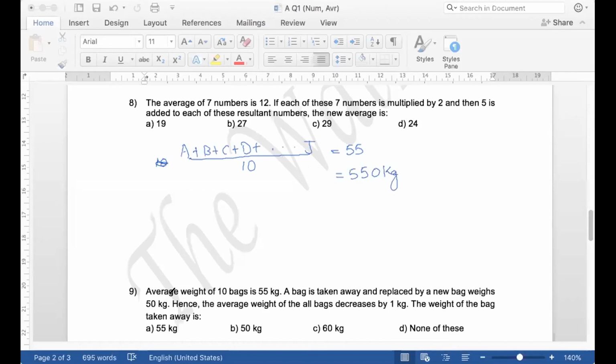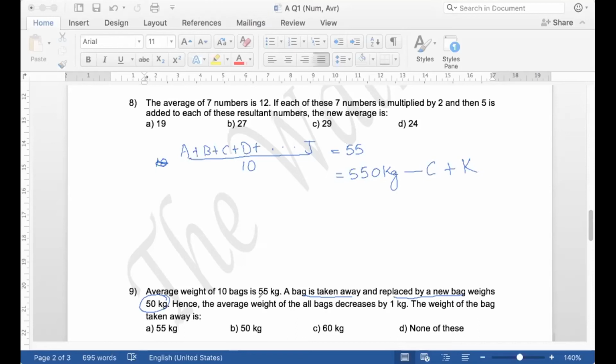Now, what happened here? A new bag. So we have a bag taken away, which is replaced by a new bag, which weighs 50 kilogram. So a bag is taken away. We have no idea which bag, but let's assume that bag C is taken away, and a new bag is added. So let's say K is added.